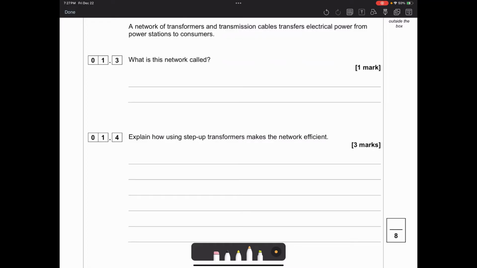Question 1.3. A network of transformers and transmission cables transfers electrical power from power stations to consumers. What is this network called? Well, the whole network is called the national grid. So the whole circuit between power stations, the pylons, transformers to our homes is called the national grid. Has to be that word exactly.